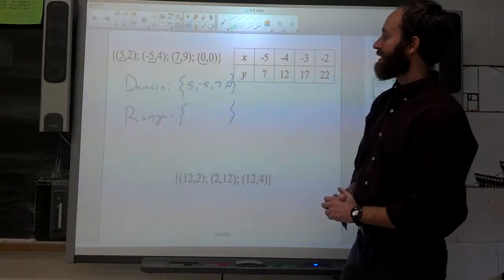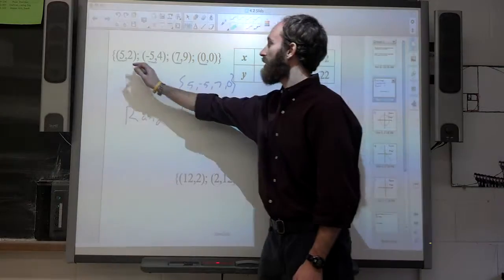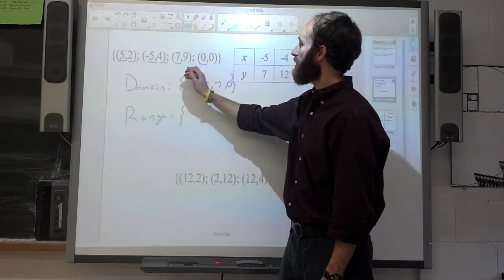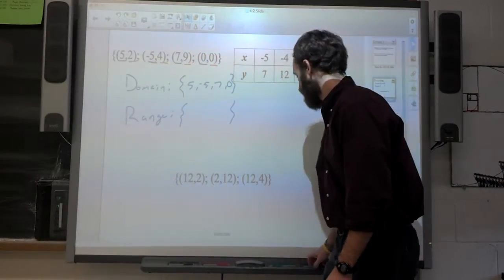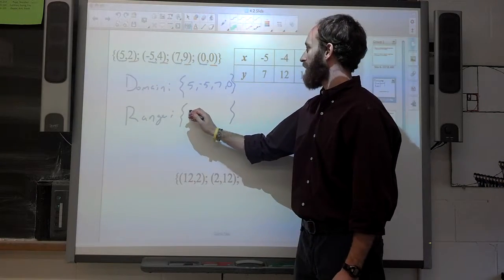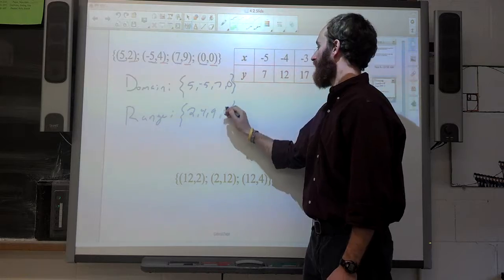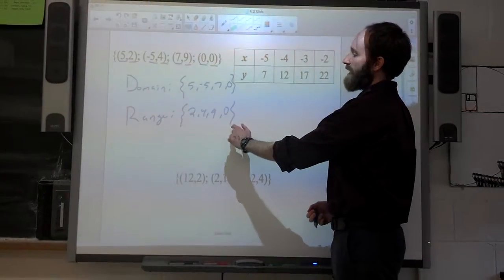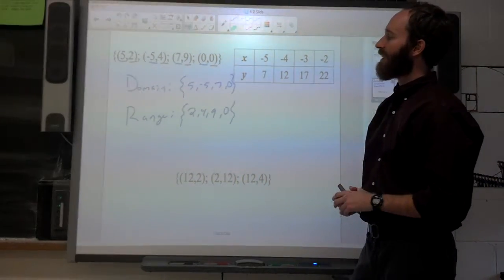Our range would be the same exact idea. We're going to go ahead with the y values. We'll pull this out with red. So range, the y values there: 2, 4, 9, and 0 again. The set that we have for the range will be denoted as 2, 4, 9, and 0. So we have 2, 4, 9, 0, which is going to be the range, and domain 5, -5, 7, and 0.